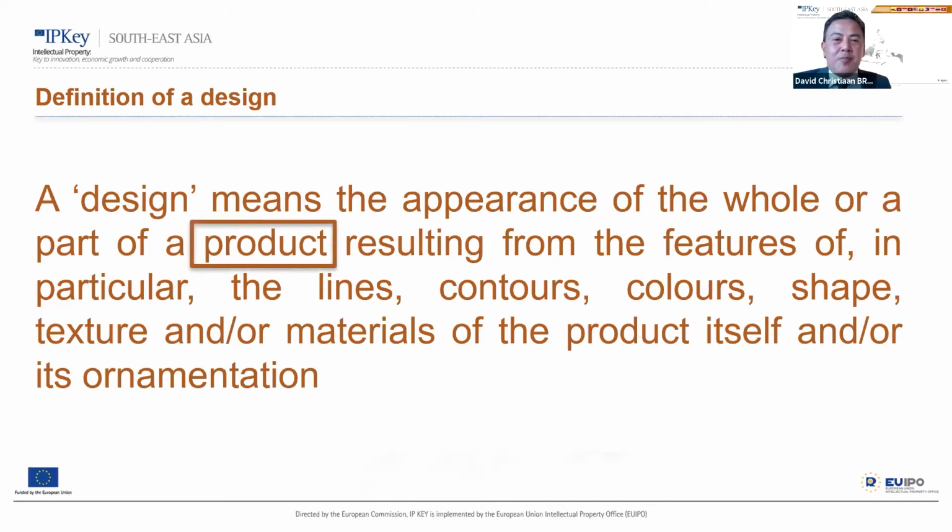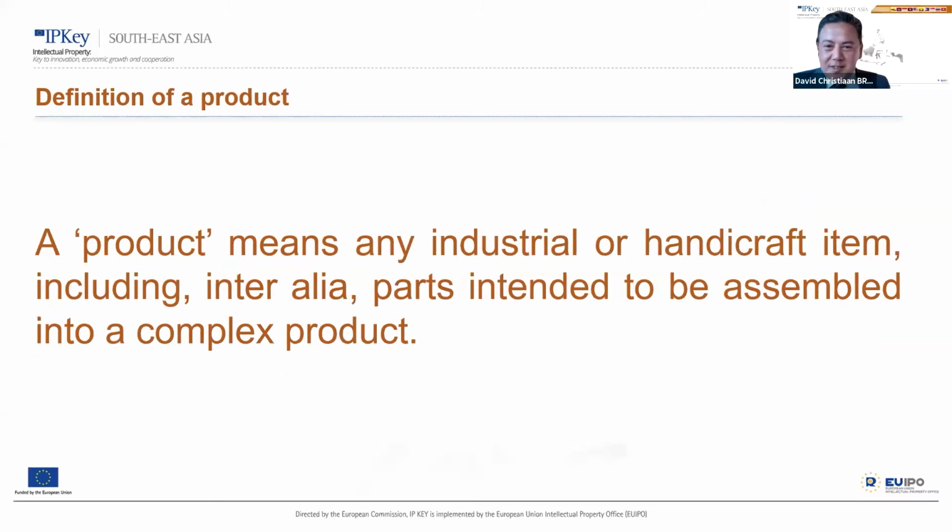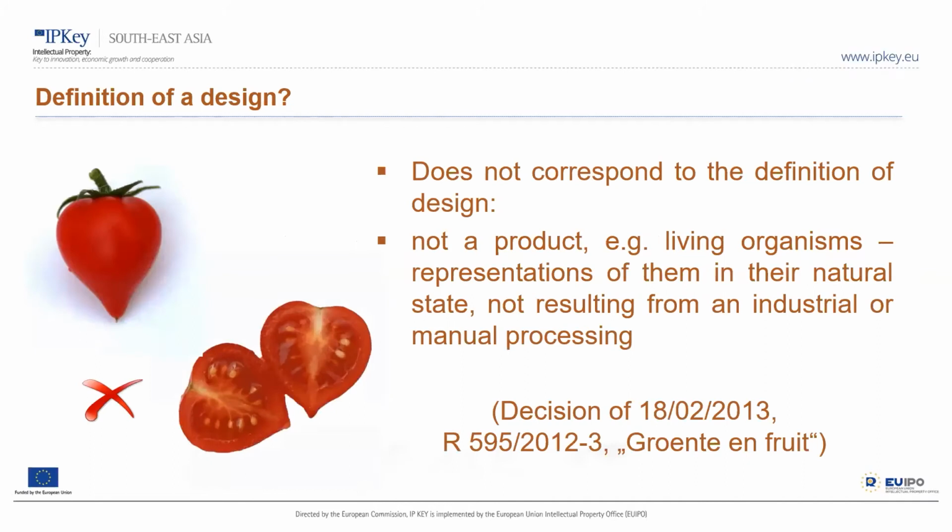And then we have a product, of course. So this is the definition of a product. A product is any industrial or handicraft item, including the parts intended to be assembled into a product. So, an industrial or handicraft product, including parts. This is important, and I'll show you why.